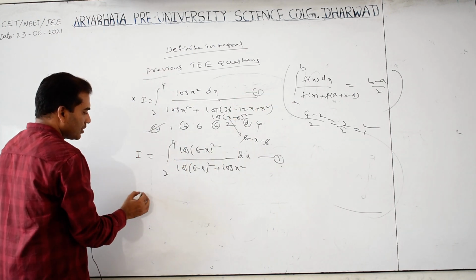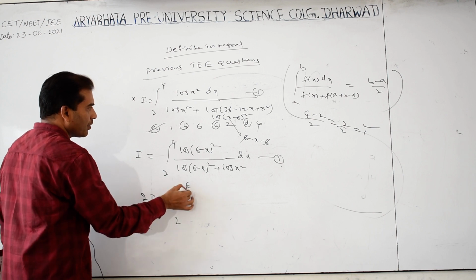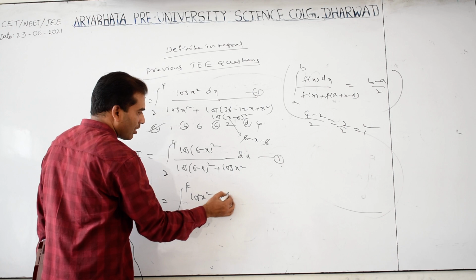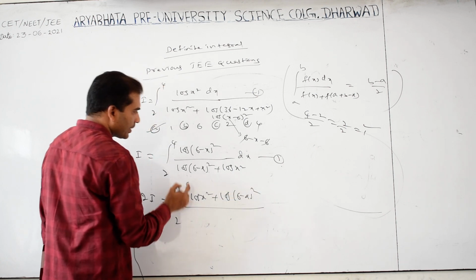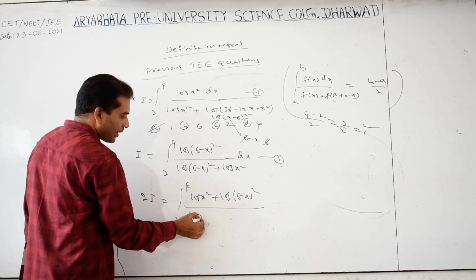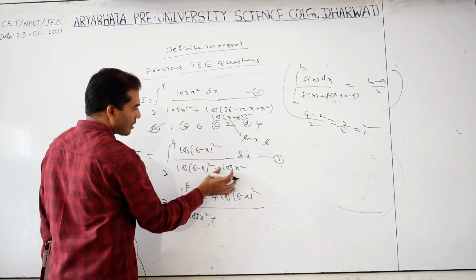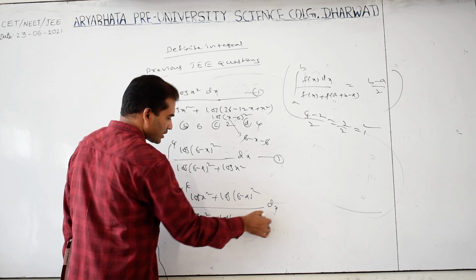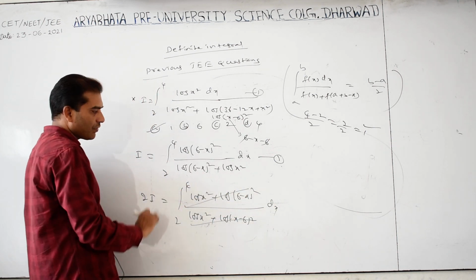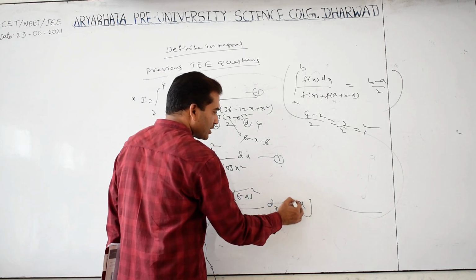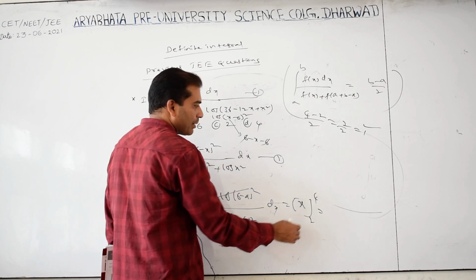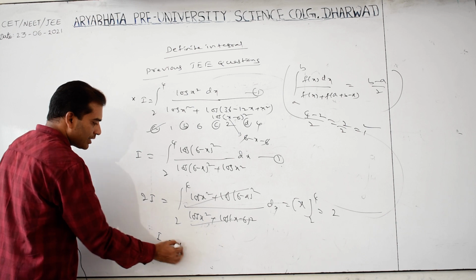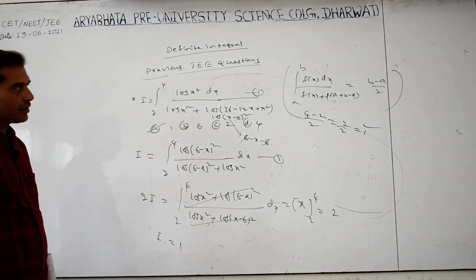When you add both, 2I equals integration from 2 to 4, numerator log of x square plus log of 6 minus x whole square, denominator log of x square plus log of 6 minus x whole square, since 6 minus x or x minus 6 are both the same. Both get cancelled. Integration of 1 dx is x, with limits 2 to 4; applying the upper limit, 4 minus 2 is 2. So 2I equals 2, then I equals 1. Understood?